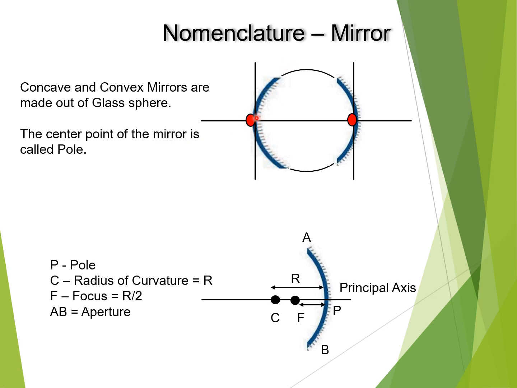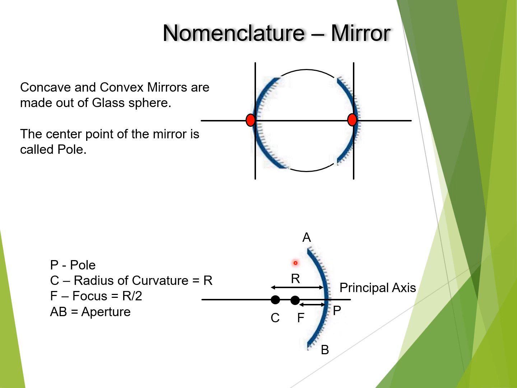The center point of the mirror is called pole. So this is the center point and this is the center point. So pole is at the reflecting surface and it is denoted by this small red circle. Here this is the pole, this is the pole. Also this is the principal axis. So the principal axis also touches the mirror at the pole. This is principal axis, this is pole. We have just taken this out from here. This is a concave mirror. This is its pole.